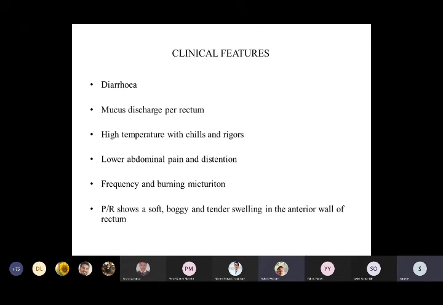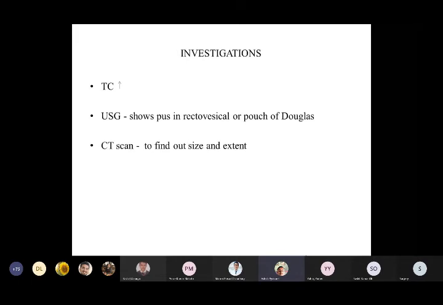The clinical features are diarrhea, as it irritates the colon, and mucus discharge per rectum. High temperature with chills and rigors, lower abdominal pain and distension, frequency and burning micturition, as it irritates the ureter and bladder. Per rectal examination shows a soft, boggy and tender swelling in the anterior wall of the rectum. Investigations: total count is raised. Ultrasound usually shows pus in the rectovesical pouch or pouch of Douglas, and CT scan is to find out the size and extent of the abscess.